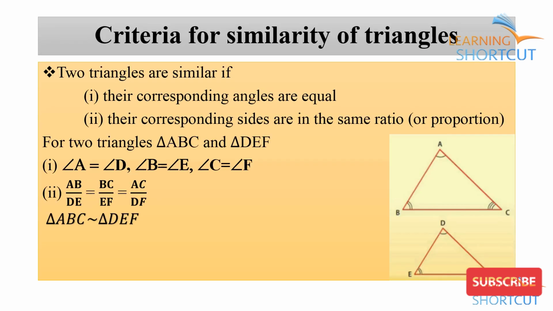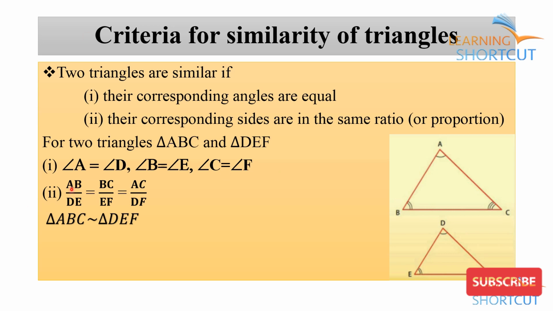Next, what are the criteria for similarity of triangles? Two triangles are similar if their corresponding angles are equal, and their corresponding sides are in the same ratio. Consider ABC as one triangle and DEF as another triangle. Angle A will be equal to angle D, angle B will be equal to angle E, and angle C will be equal to angle F. That's what I have given here.